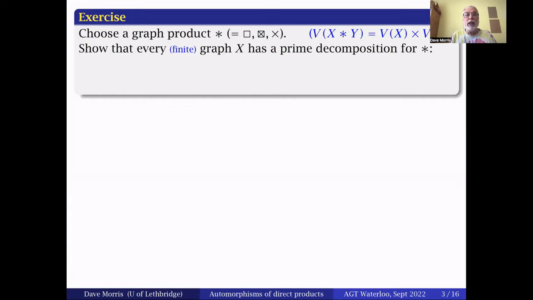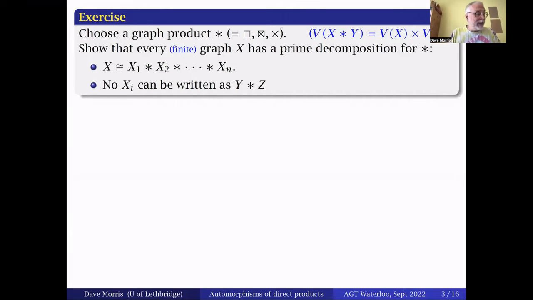Any graph can be written as a product of smaller graphs where each of these factors cannot be broken up into smaller pieces. And that's just an obvious argument. If X is not prime, then it can be broken up into two pieces. If those pieces aren't prime, you break them up. But since we're talking about finite graphs, that can't go on forever. You're going to get a product of pieces that can't be decomposed any further. So that's basically trivial. Every graph has a prime factorization.